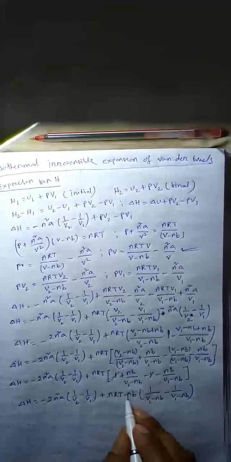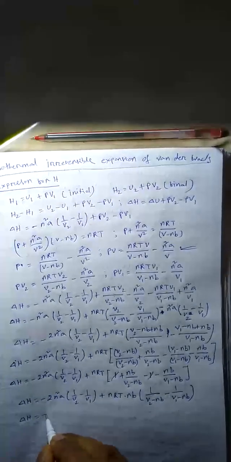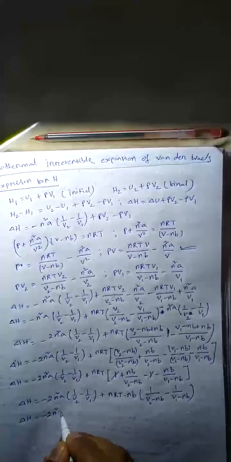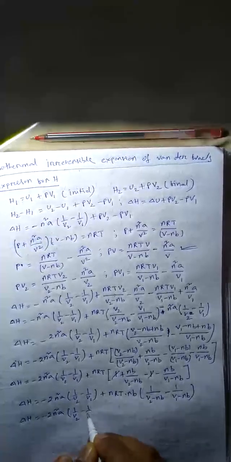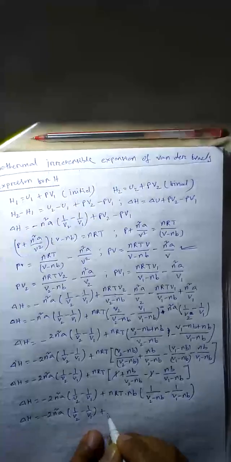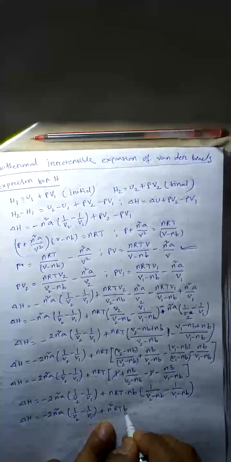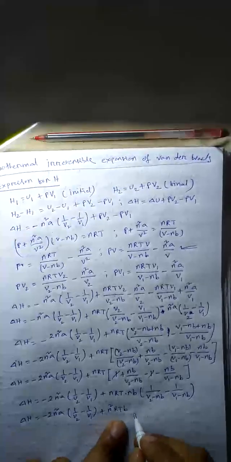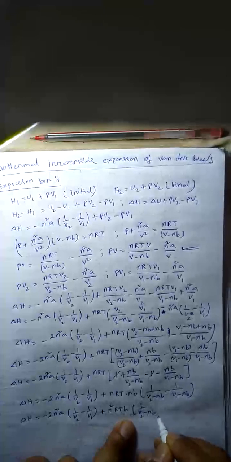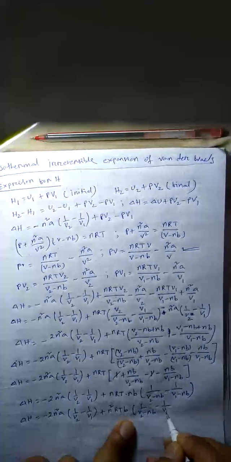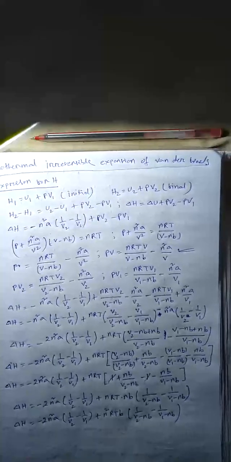Now n squared RTb: delta H is equal to minus 2n squared a times (1/V2 minus 1/V1), plus n squared RTb times [1/(V2 minus nb) minus 1/(V1 minus nb)]. Okay, same result, no problem.